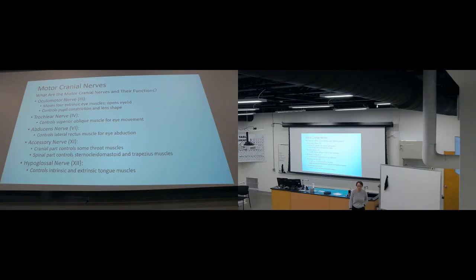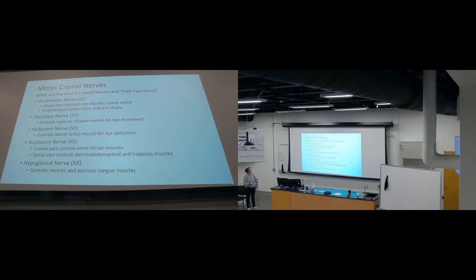Now for motor cranial nerves and their functions. So we have oculomotor, which is cranial nerve number 3, which innervates 4 out of the 6 extrinsic muscles of the eye, including medial rectus, superior rectus, inferior rectus, and inferior oblique. And then as well, it innervates this muscle that is called levator palpebrae, so that we can open up our eyes. And that's the motor function part of it.